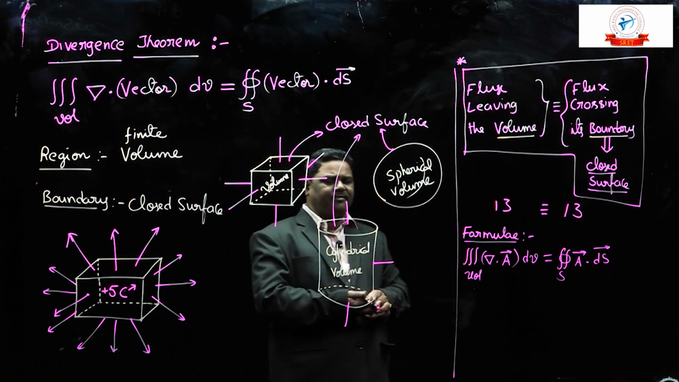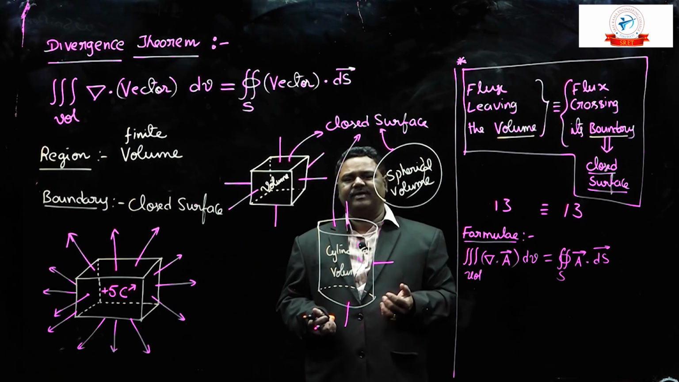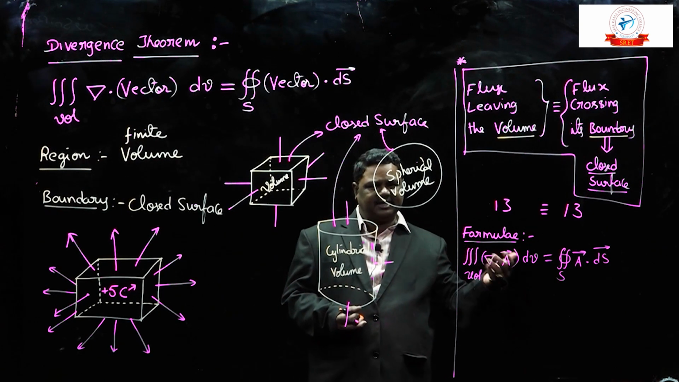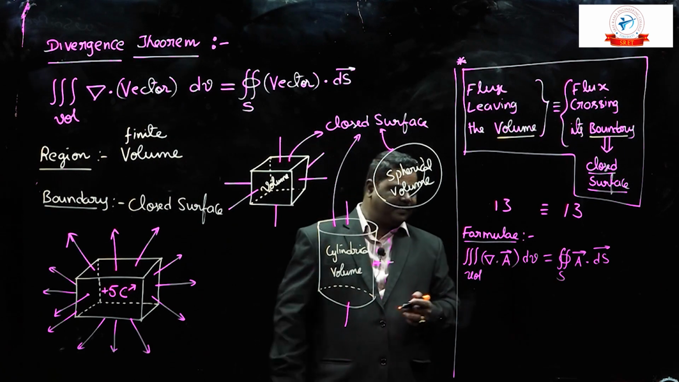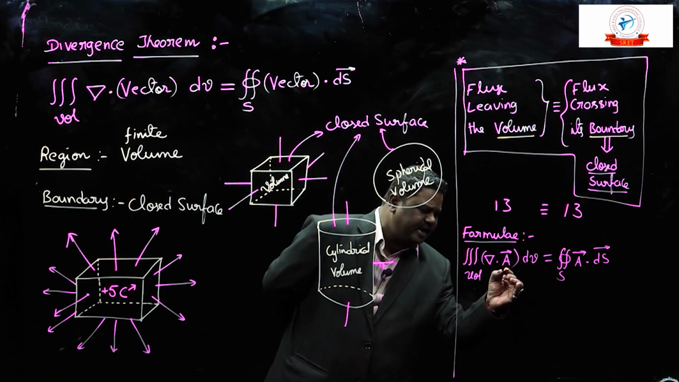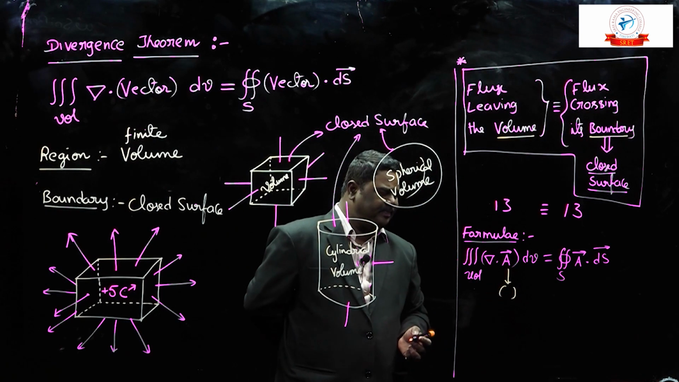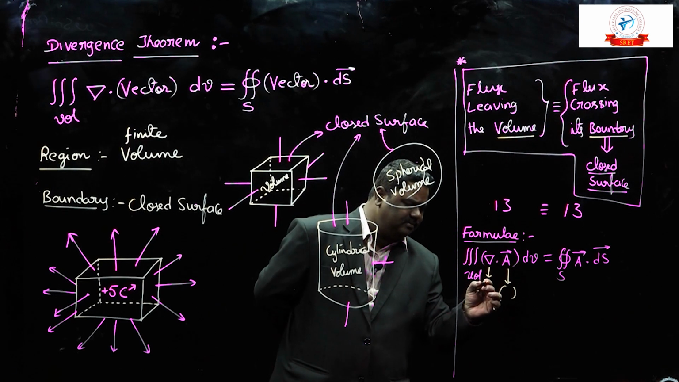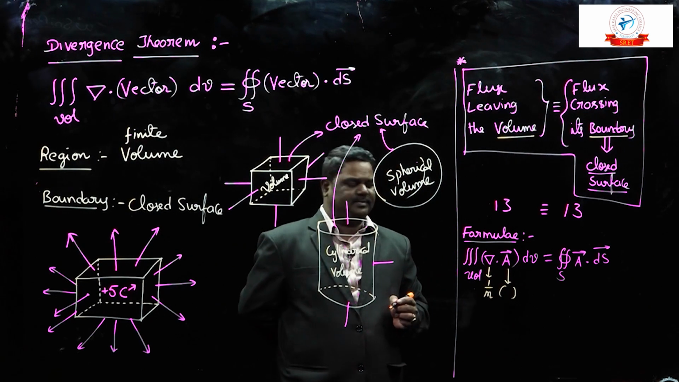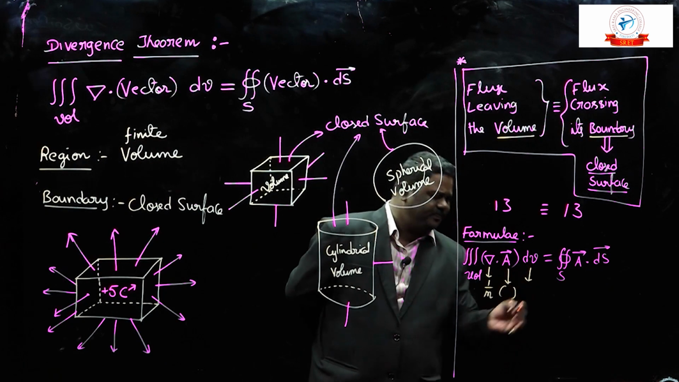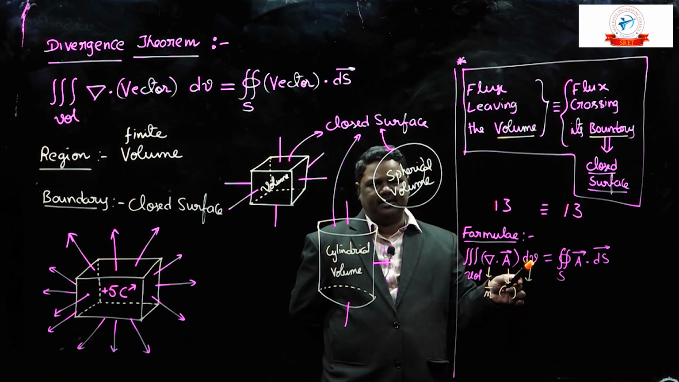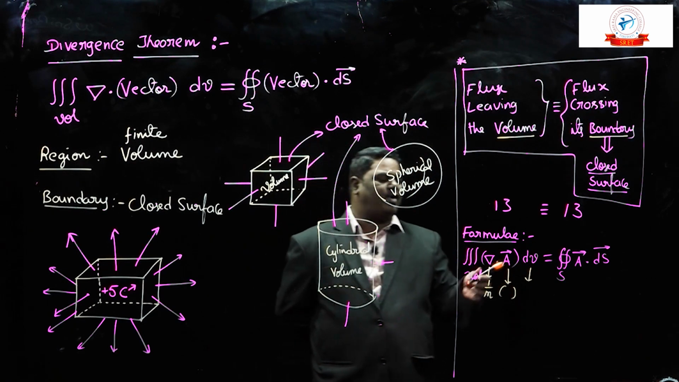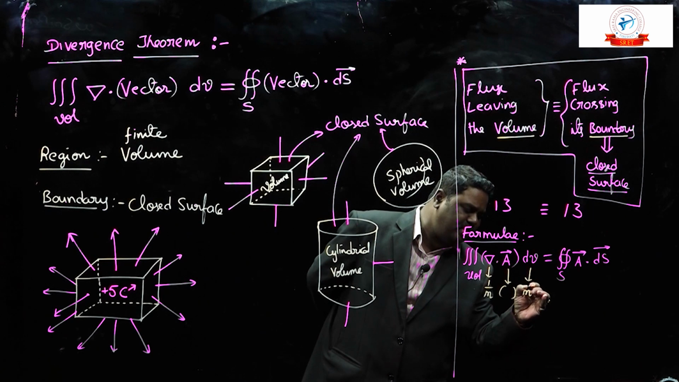If you want to verify this theorem, we can verify it with the help of units. What are the units on the left side of the equation and what are the units on the right side? We don't know what A is here, so I consider the units of A the same. What are the units of del? 1 by meter. What are the units of dV? dV is called a differential volume element. Volume may be smaller or bigger, of any size, so the units remain the same. Units of volume is meter cube.